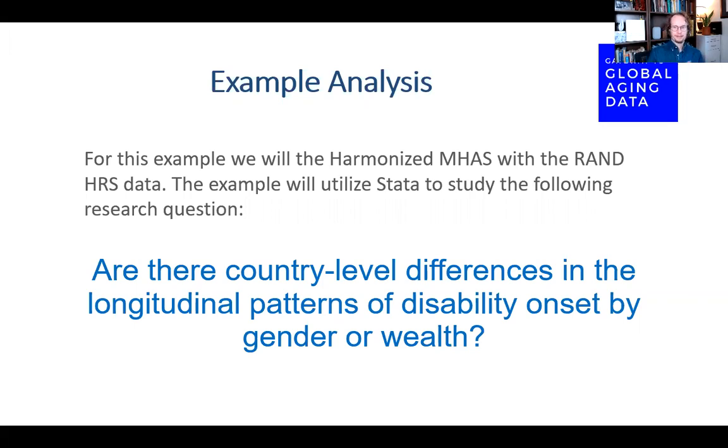We're going to be looking at disability as modeled by whether they have difficulty with regular activities of daily living. And this is a disability onset, so whether someone started to need help with one of those regular activities of daily living. And then we're going to look at those over gender and wealth.